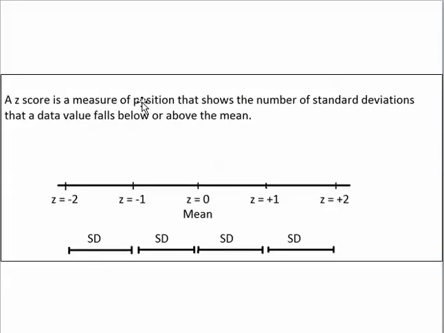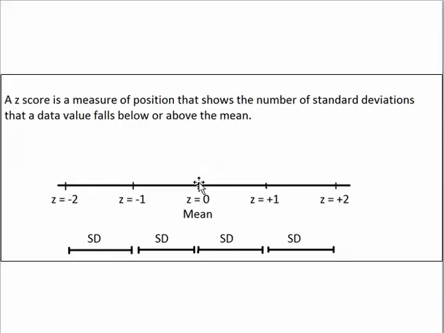First step, let's actually look at this definition of a z-score. A z-score is a measure of position that shows the number of standard deviations that the data value falls below or above the mean. Like I said, a data value that's right at the mean has a z-score of 0. Also, a data value that's one standard deviation above the mean has a z-score of +1, and a data value that's one standard deviation below the mean has a z-score of -1. A data value that's two standard deviations above the mean has a z-score of +2, and a data value that's two standard deviations below the mean has a z-score of -2.